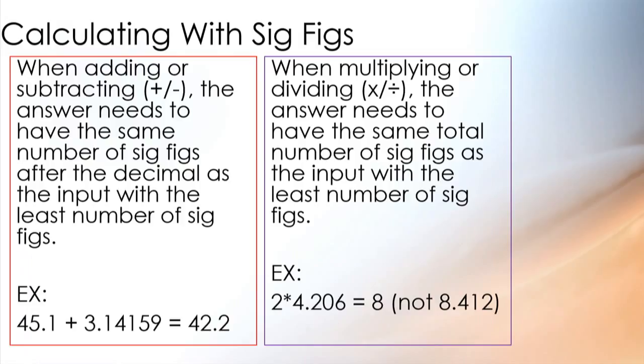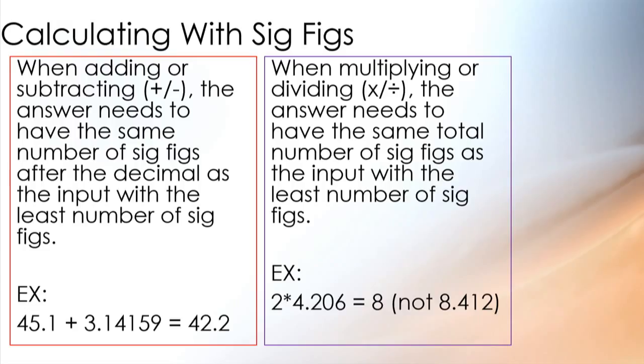When you are adding or subtracting numbers together, whichever number has the least number of sig figs after the decimal place is the number of significant figures you need in your answer. For example, 45.1 has 1 sig fig after the decimal place. 3.14159 has 5 significant figures after the decimal place. Your answer needs to have 1 significant figure behind the decimal because it needs the one with the least number of sig figs after the decimal place.